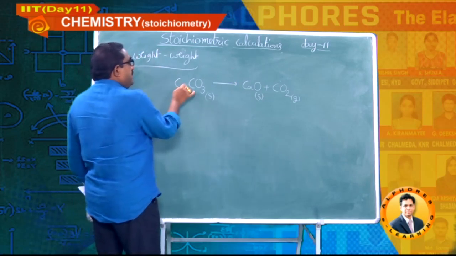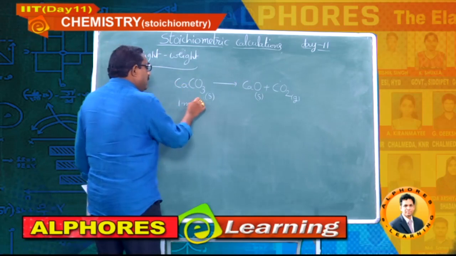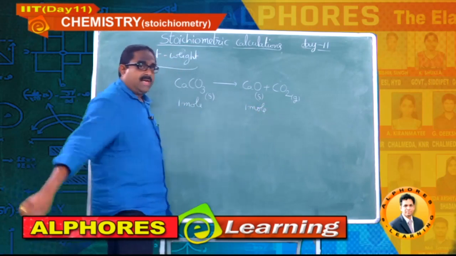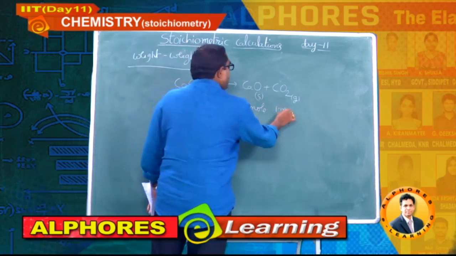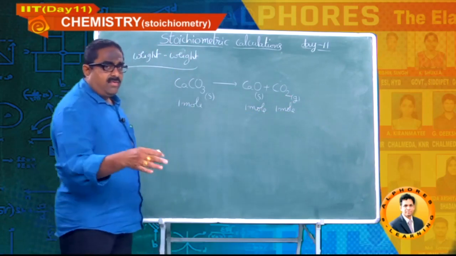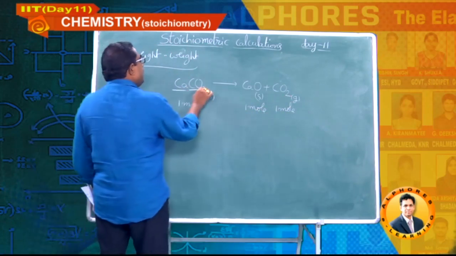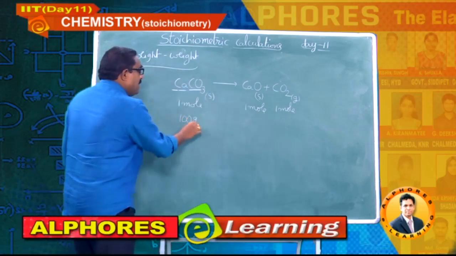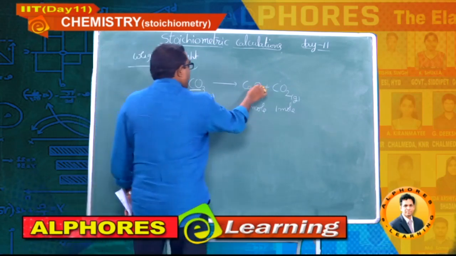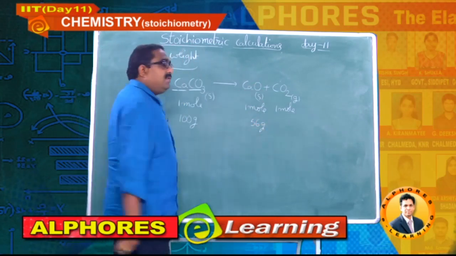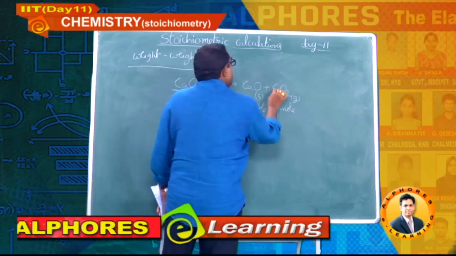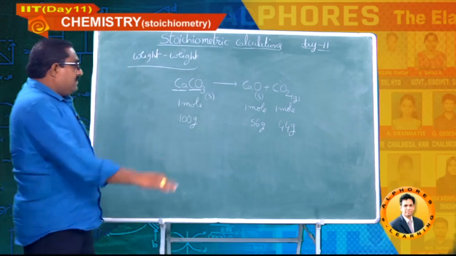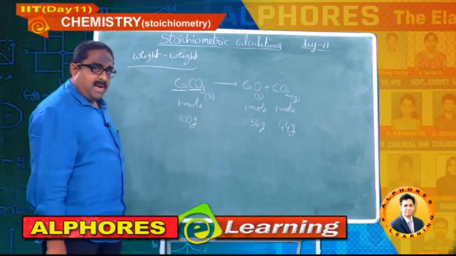The stoichiometric coefficient is nothing but 1 here, so simply I can write 1 mole. Here also you will get 1 mole of calcium oxide, and here you will get 1 mole of carbon dioxide. 1 mole means we know molar mass. Molar mass of calcium carbonate 40 plus 12 52 plus 48, that is 100 grams. Here 40 plus 16 56 grams. Here the molar mass of carbon dioxide is 12 plus 32 44 grams. This is the data that we can write based on the balanced chemical equation.